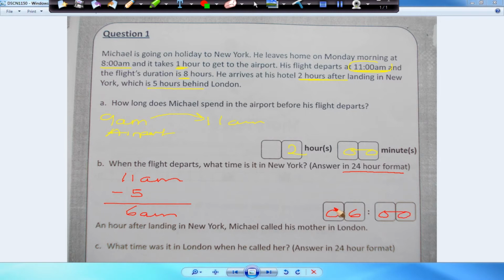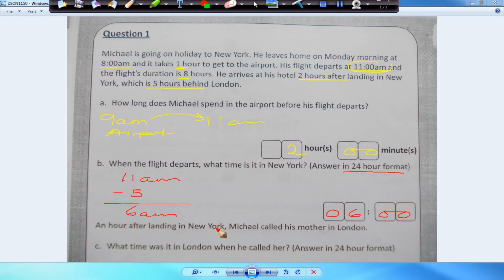In 24-hour clock will be what? 0600 hours. Is that right? 6 a.m. So you must have 4 digits. You must put the 0 in. When you're doing 24-hour clock, you must have 4 digits in your answer. It doesn't matter about the gaps. In 24-hour clock, if they give you 4 boxes, you fill in 4 boxes. Okay, just make sure that you got that right.